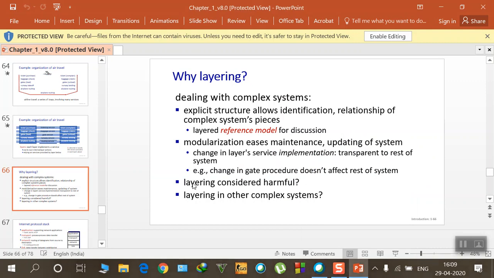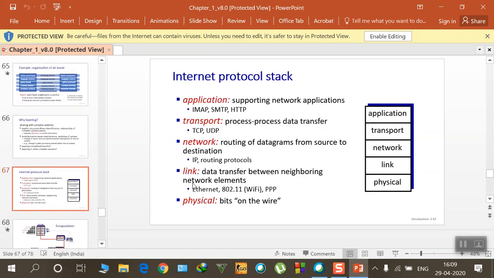Move to slide number 67. It says Internet Protocol Stack. Now, once you put each protocol into one layer, together these protocols form a stack. And when these protocols are taken together, they form what we know as the Internet Protocol Stack. So what is a protocol stack? It is the stack of protocols of different layers taken together.